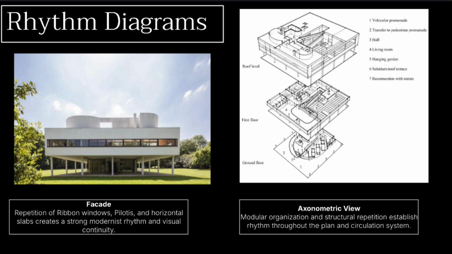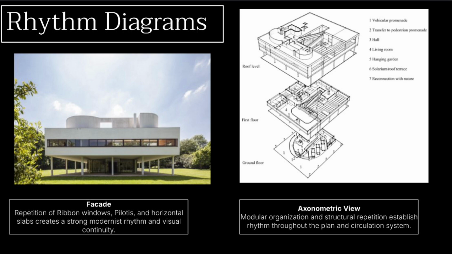Rhythm in Villa Savoye is created through repetition, structural order, and horizontal continuity. On the facade, the ribbon windows and evenly spaced pilotis establish a strong visual rhythm that reflects the principles of modernist architecture. The long horizontal slab edges emphasize balance and continuity across the building.